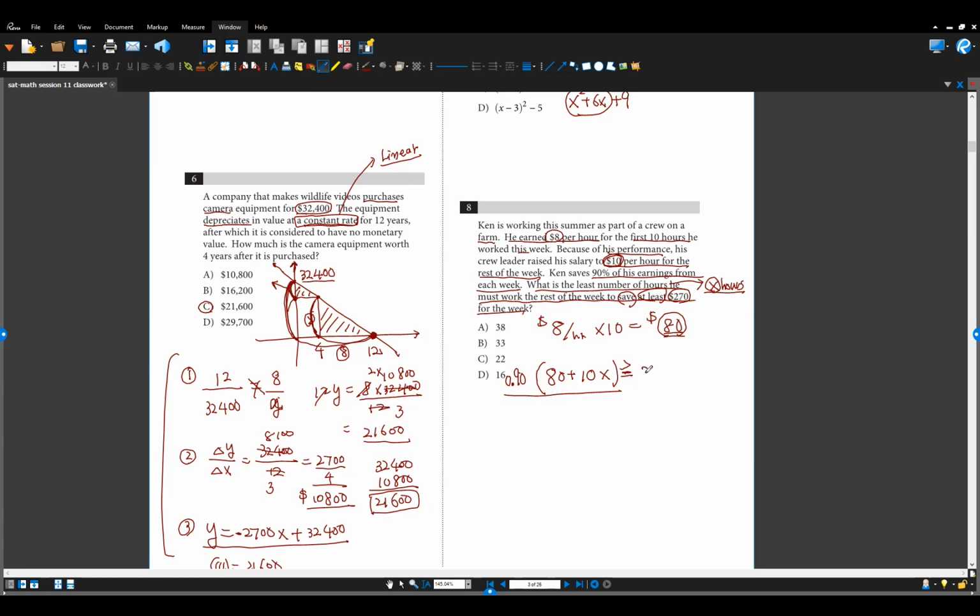This is the minimum value. It must be 270. He needs more money. So when you divide by 0.9 over here, that is 300. After that, we find 10x is greater than or equal to 220. When you divide by 10, it should be greater than or equal to, at minimum, 22 hours. Yeah, that is number 8. All right.